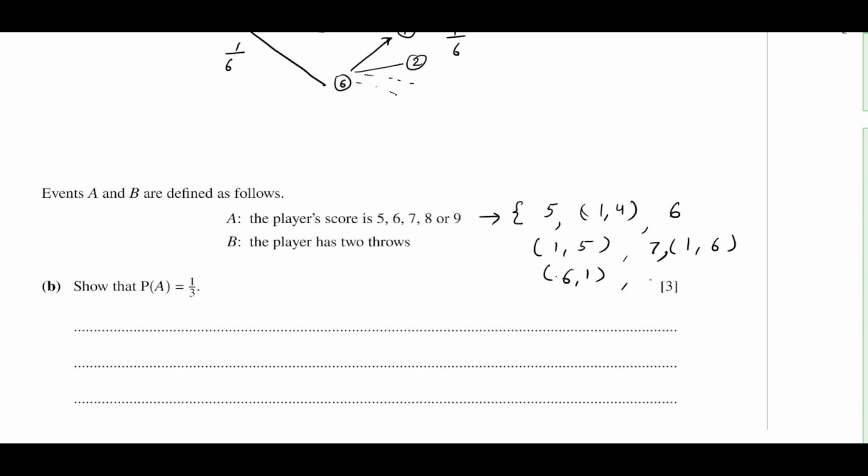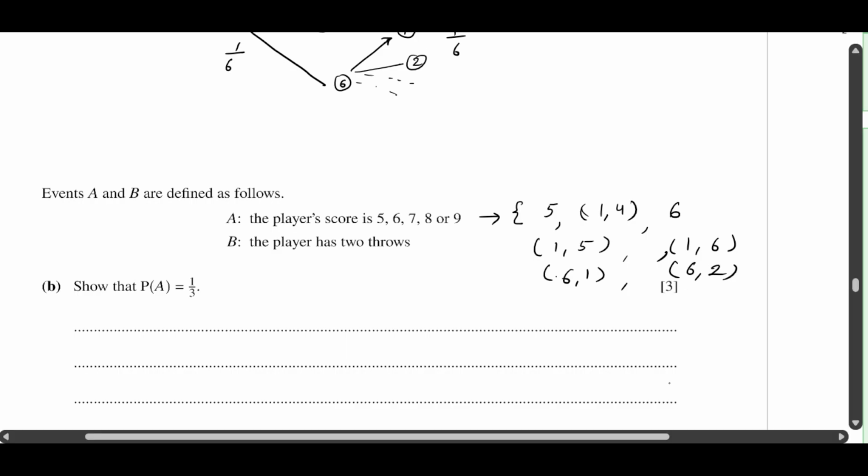Okay, then for 8, one thing here, I'm making a mistake: how can I get 7? 7 is not possible, right? In a single throw, 7 is not possible. It is possible only if 2 throws are given to me. And for 8, it is 6 2, because when I get 6, I will get another chance. And for 9, it is 6 3.